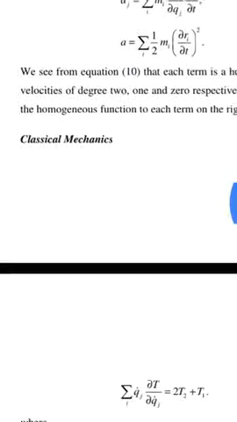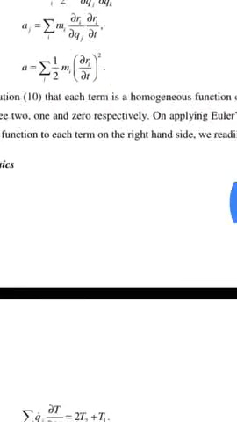We see from equation 10 that each term is a homogeneous function of generalized velocities of degree 2, 1 and 0 respectively.